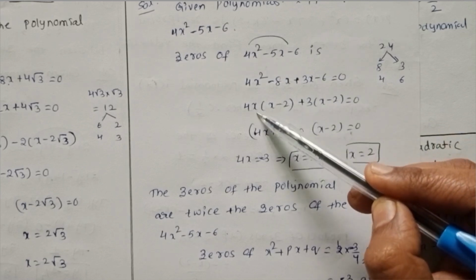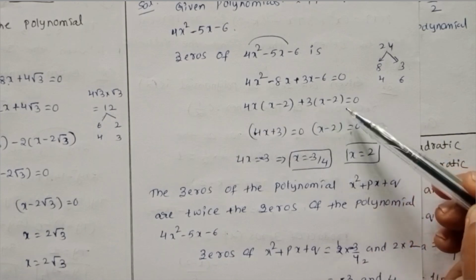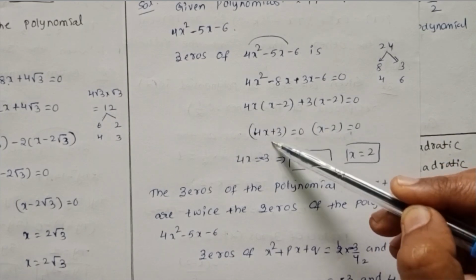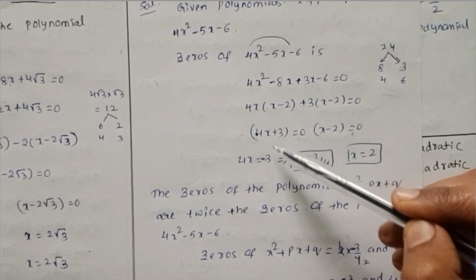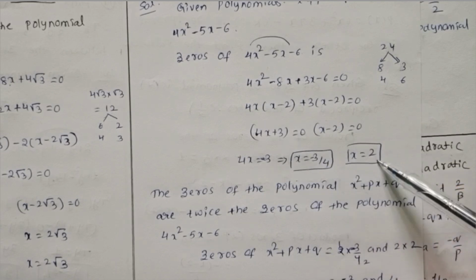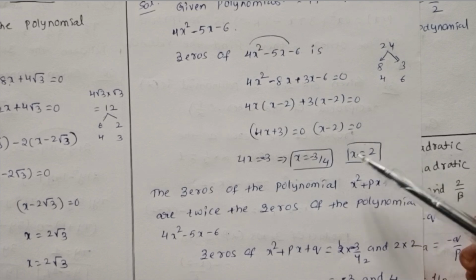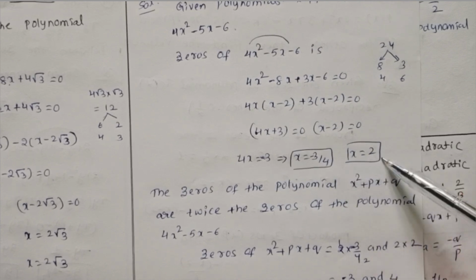Here take common 4x. 4x is common, so x minus 2, plus 3 is common, x minus 2. So 4x plus 3 is equal to 0, x minus 2 is equal to 0. 4x is equal to minus 3, x is equal to minus 3 by 4. Here x is equal to 2. So what are the zeros of the given polynomial? X is equal to minus 3 by 4 and x is equal to 2.